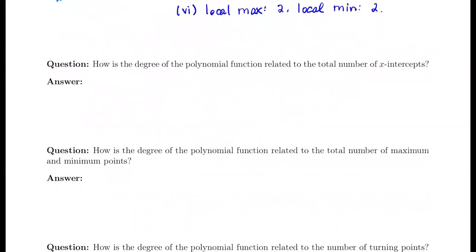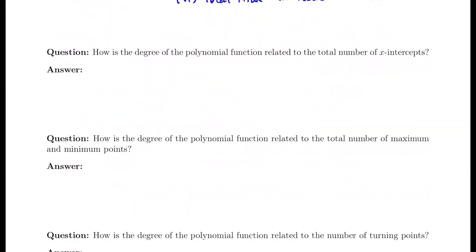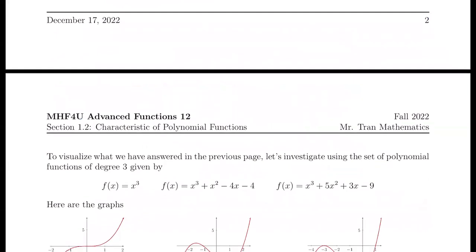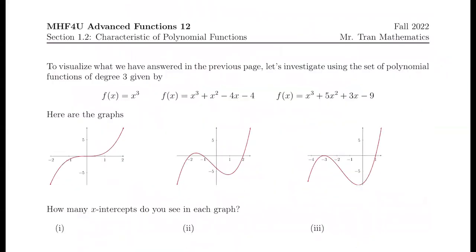But first of all, we'll do a little bit of an investigation. So let's say these 3 functions are given by f of x is equal to x cubed. We have x cubed plus x squared minus 4x minus 4. And then we have the third function given by x cubed plus 5x squared plus 3x minus 9. Okay, and we have the 3 graphs that are given here.